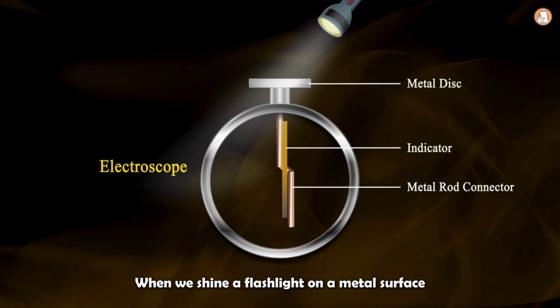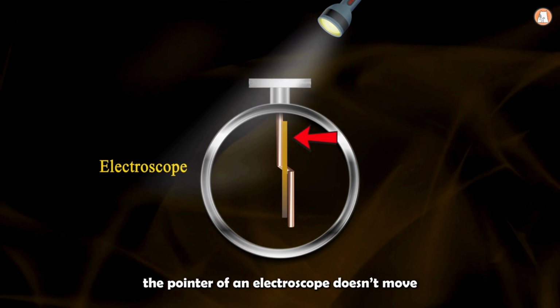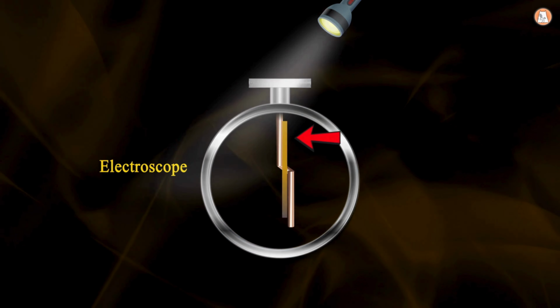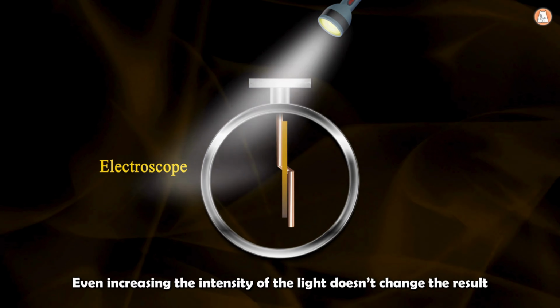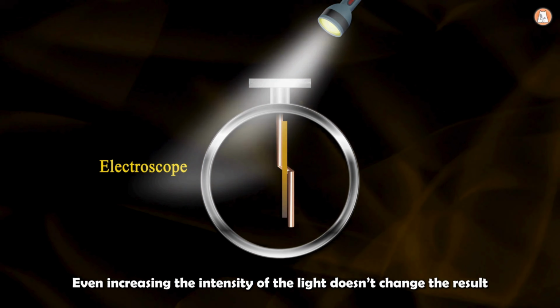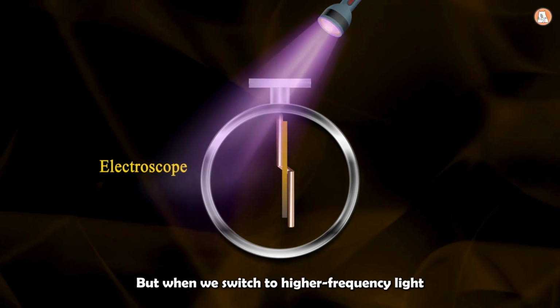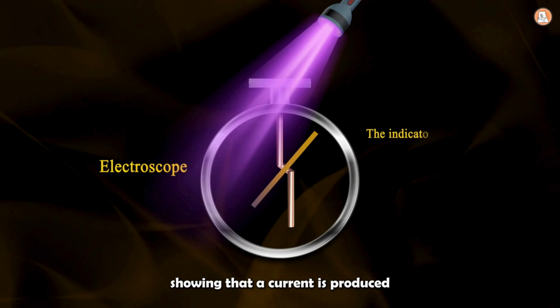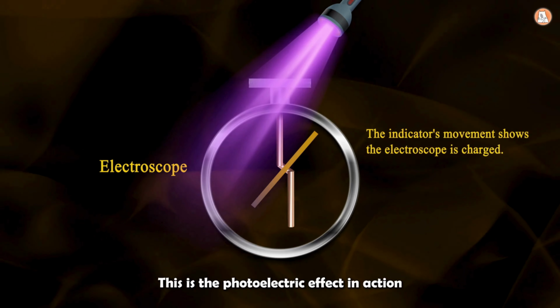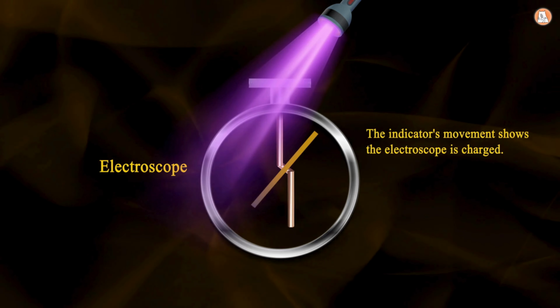When we shine a flashlight on a metal surface, the pointer of an electroscope doesn't move, indicating no current is generated. Even increasing the intensity of the light doesn't change the result. But when we switch to higher frequency light, like ultraviolet light, the pointer moves, showing that a current is produced. This is the photoelectric effect in action.